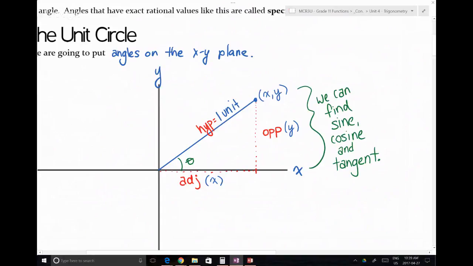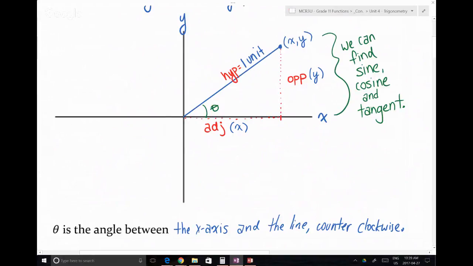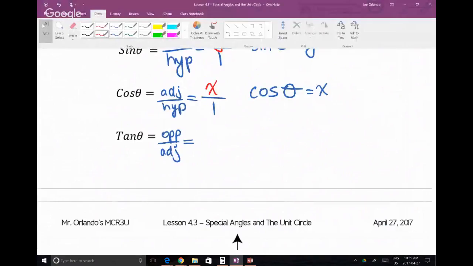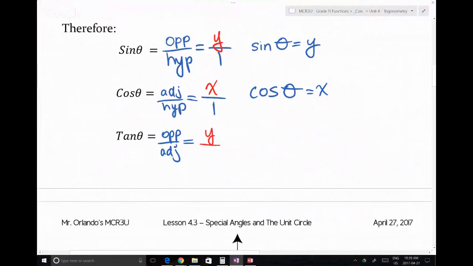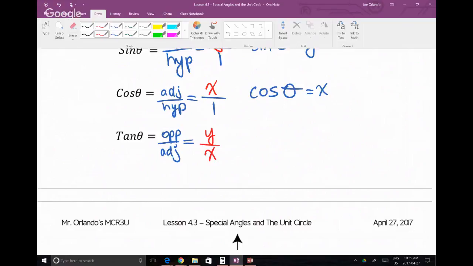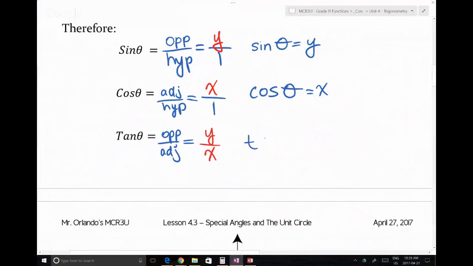The opposite is always y, excuse me, and the adjacent is always x. So we can say here that we can find the tan by dividing the y of this by the x. And even though there's absolutely no reason to rewrite it, just for consistency's sake, I'm going to do it here as well. All right, so there we are.